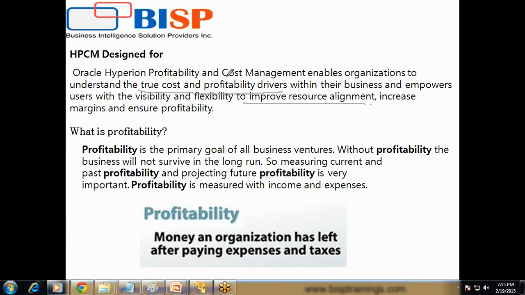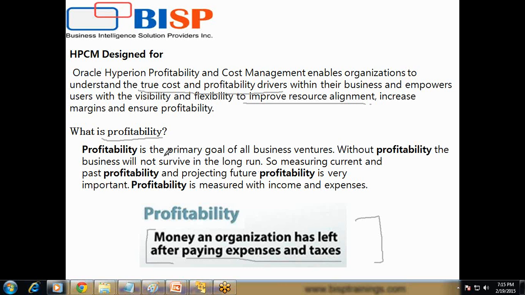We use a lot of complicated words, and you might not be very sure about some of them, so we'll go with a basic definition of the different terminologies used. The first common terminology is profitability. What is profitability? The simplest definition: profitability is the money an organization has left after paying expenses and taxes. This is profitability. So what does HPCM do? HPCM eventually helps organizations to leverage profitability and identify the right profitability segments.